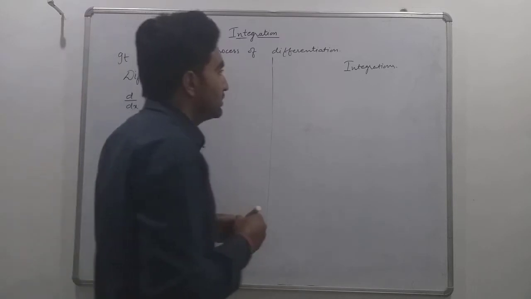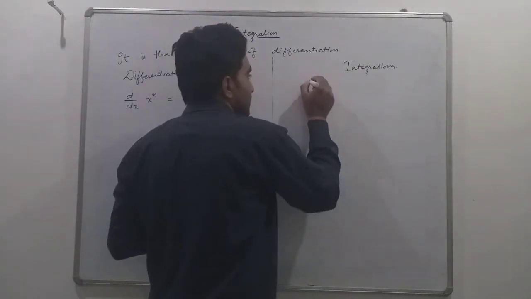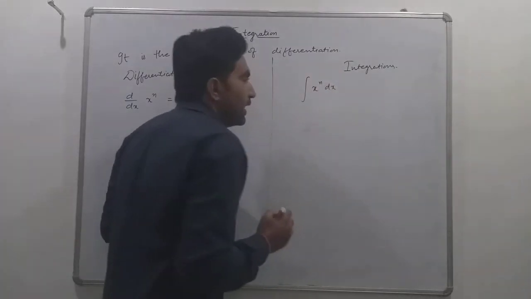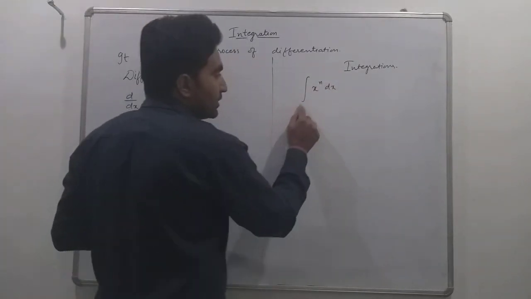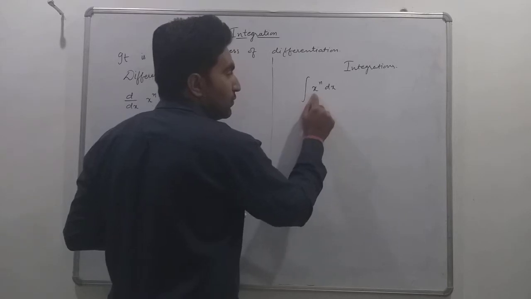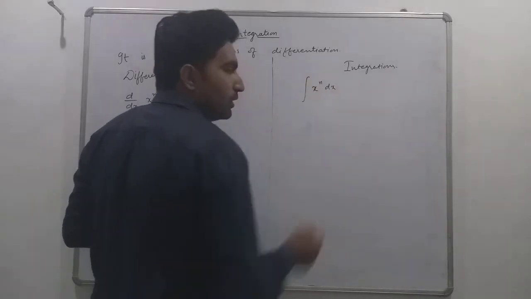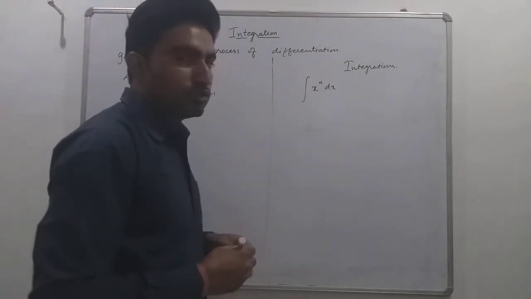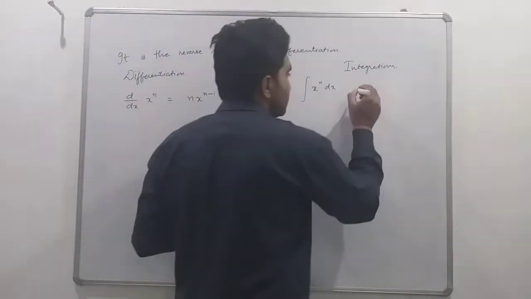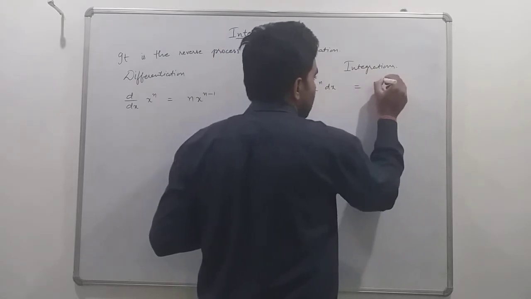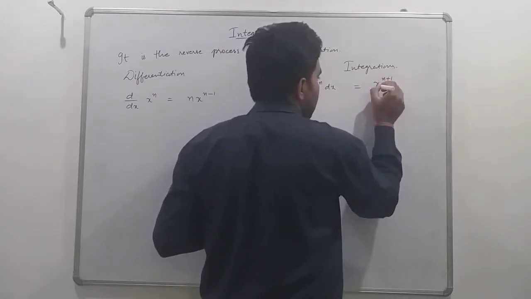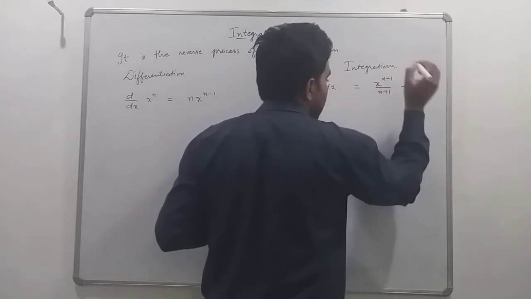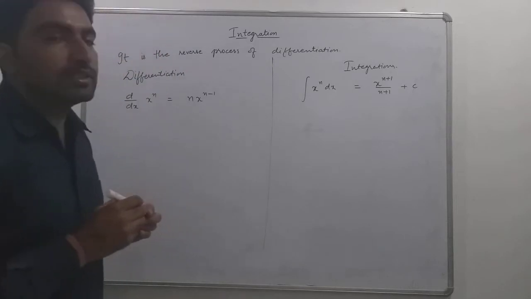Okay, now let's see what happens in the integration. I am taking the integration of the same function x raised to power n. This symbol represents the integration of x raised to power n with respect to x. Okay, when we integrate x raised to power n, it will be equal to x raised to power n plus 1 divided by n plus 1, plus the constant of integration c.